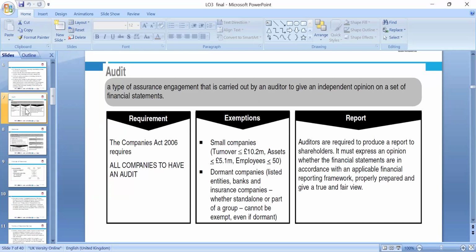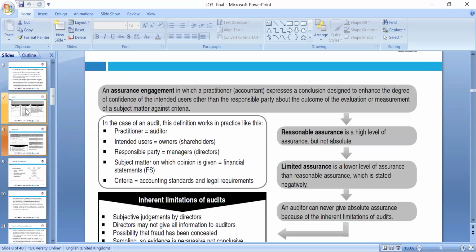Auditors are required to produce a report to the shareholders and express their opinion on whether the financial statements are in line with international accounting standards, and whether they are true and fair. An assurance engagement is one in which the practitioner expresses a conclusion designed to enhance the degree of confidence of the intended users, based on the outcome of an evaluation against reasonable criteria.